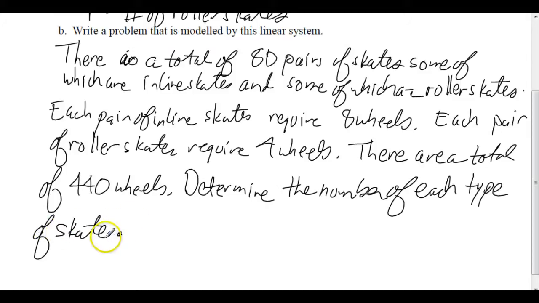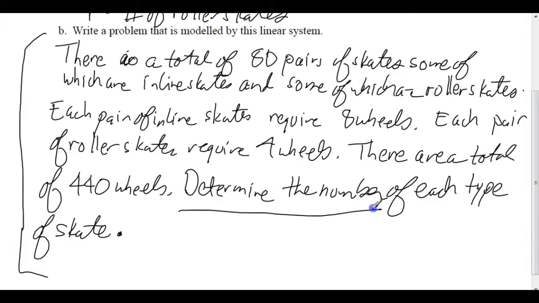Okay, so kind of working forwards from the numbers. In the other situations we dealt with, we would have been given this. In general, in math, the last sentence is what we're trying to find, and that helps us define our variables. So in this case, what types of skates? That would be the I and the R. So let I be the number of inline skates. Let R be the number of roller skates.